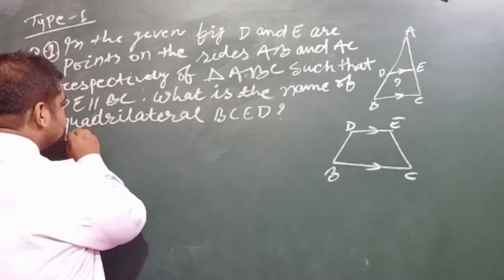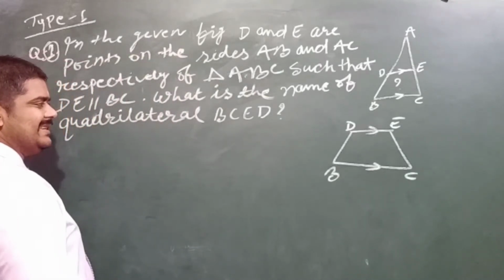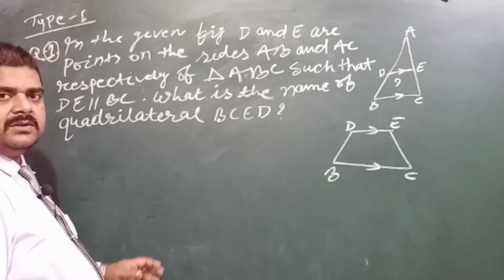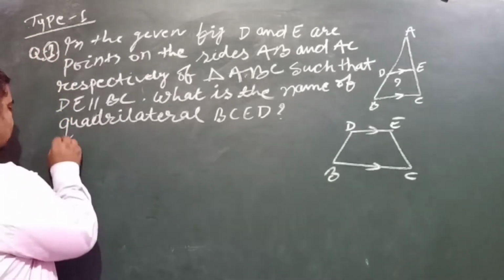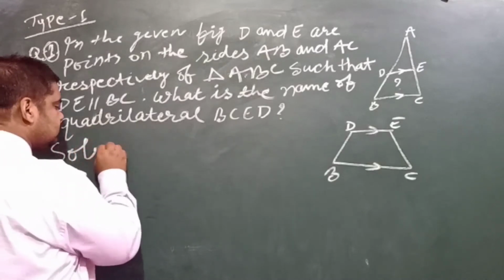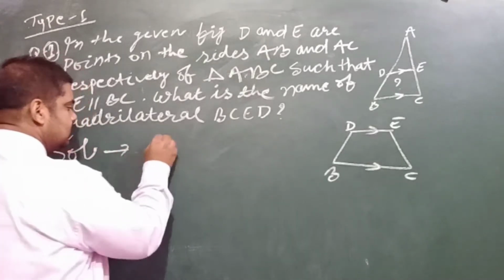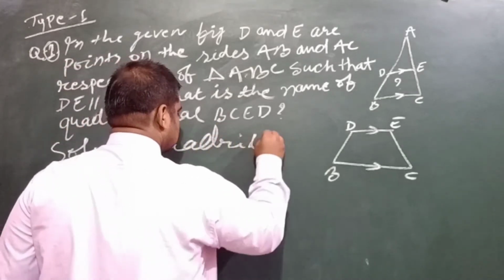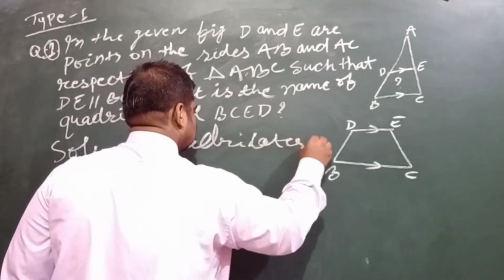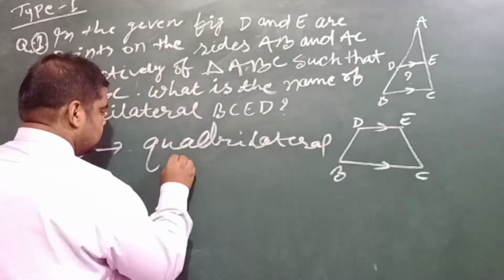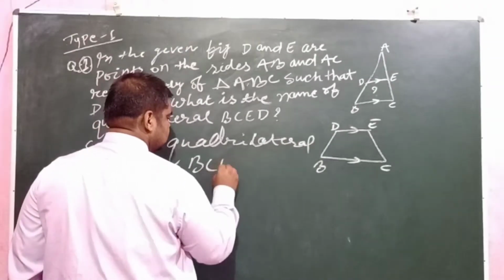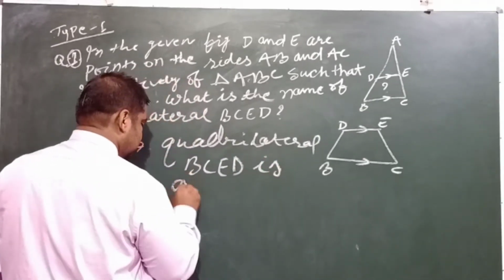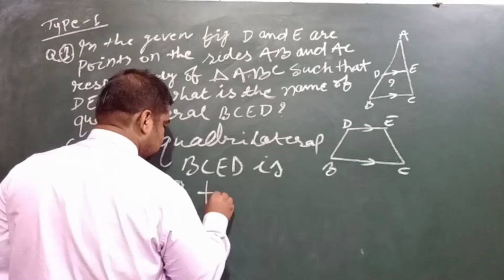So actually this quadrilateral BCED is a trapezium. That is the best answer. So you have to write in the solution: quadrilateral BCED is a trapezium.